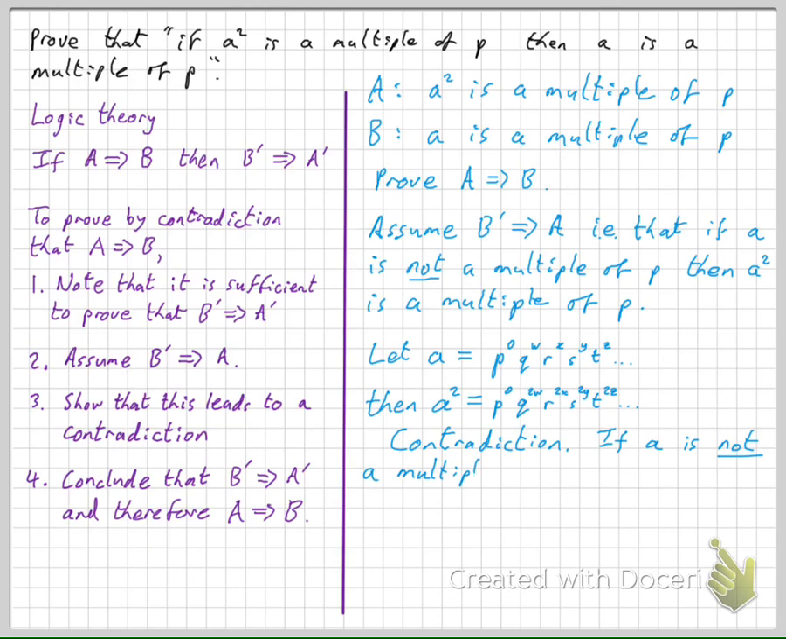If a is not a multiple of p, then a squared is clearly not a multiple of p either, and therefore b complement implies a complement, and therefore a implies b. So you have a relatively formal proof there that this works in those cases of 2 and 7, etc.